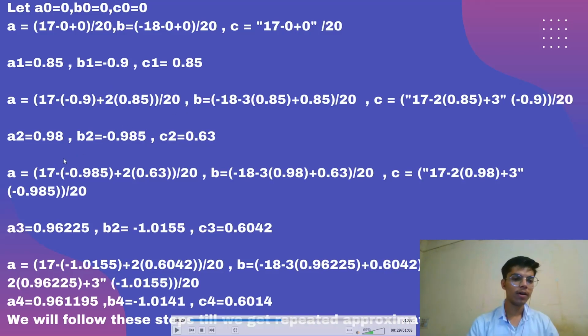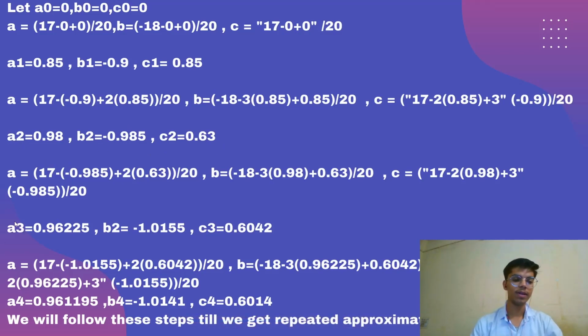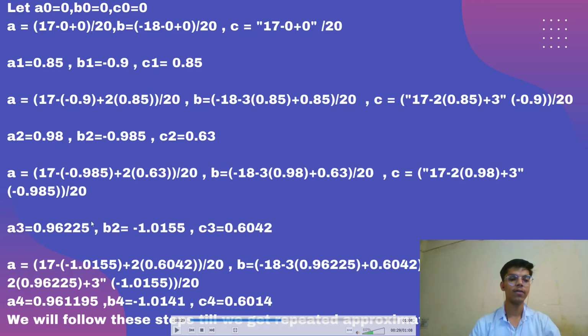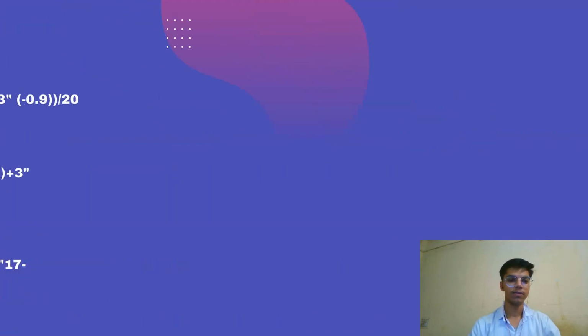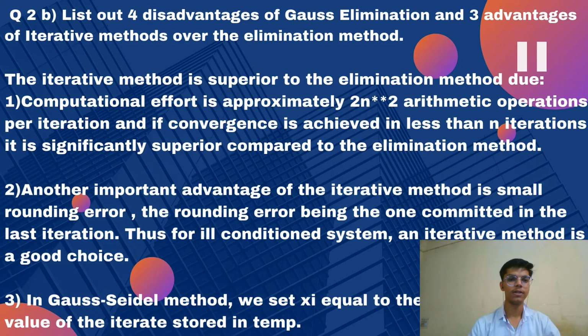Now as we have got the values of a2, b2, c2, similarly we will do this method for finding the values of a3, b3 and c3. So we will follow this step till we get repeated approximation. So that's how this method works.